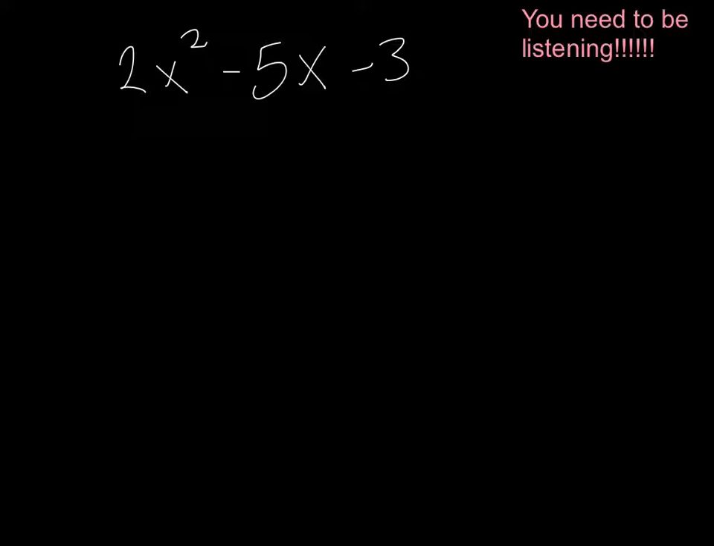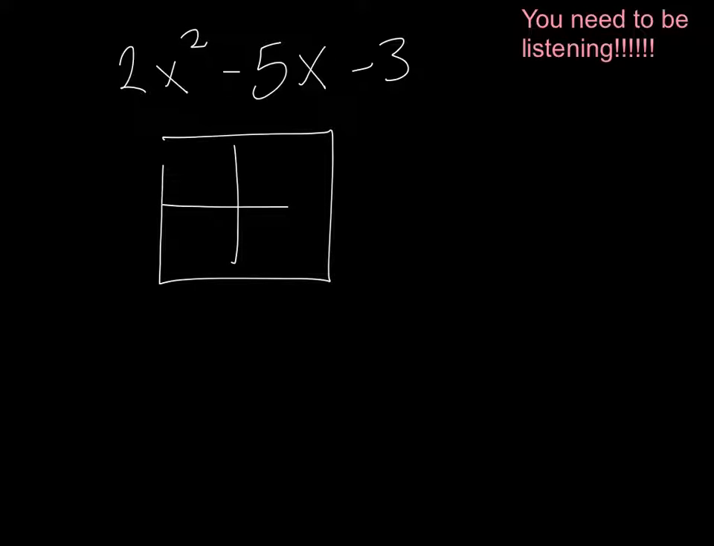So now I have a problem here. First thing again, before I do anything, I want to look at these terms. Is there a factor that I can take out of these three terms? No. 2, 5, 3 have no common factors. And if I look at x squared, x, and nothing, I can't take out an x either. So now I'm going to set this up like we have been working with. I'm going to draw my boxes.